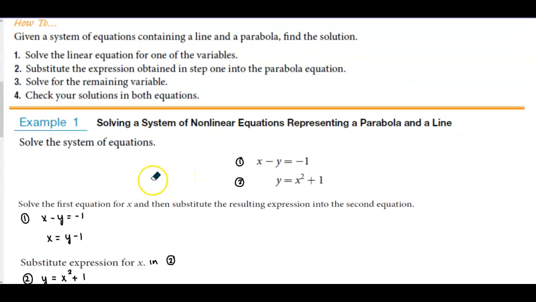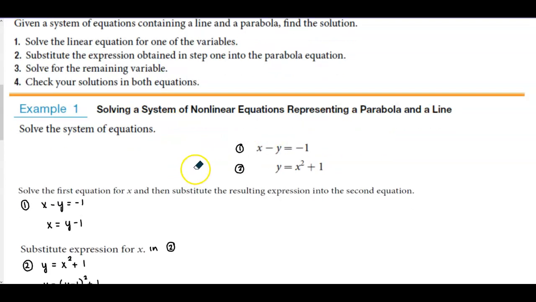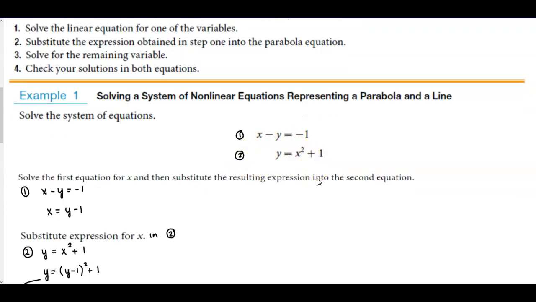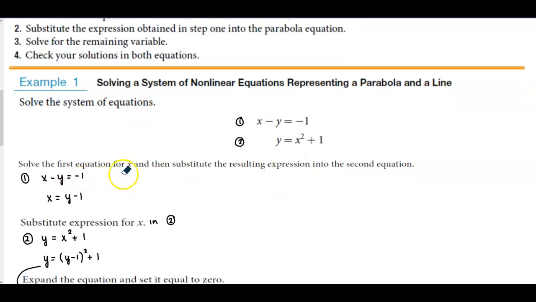So in example 1, we're solving a system of nonlinear equations representing a parabola and a line. So we have equation 1 and equation 2. Equation 1 is x minus y equals negative 1. Equation 2 is y equals x squared plus 1. So we're going to solve the first equation for x and then substitute the resulting expression into the second equation.